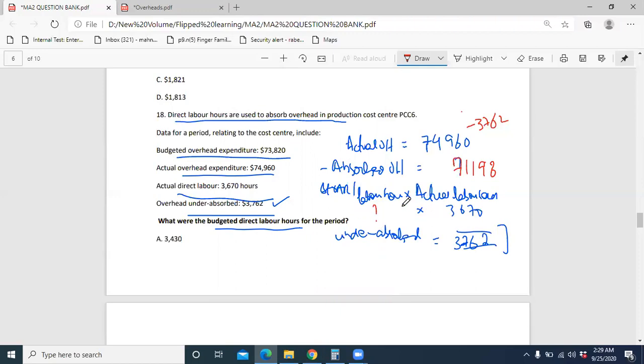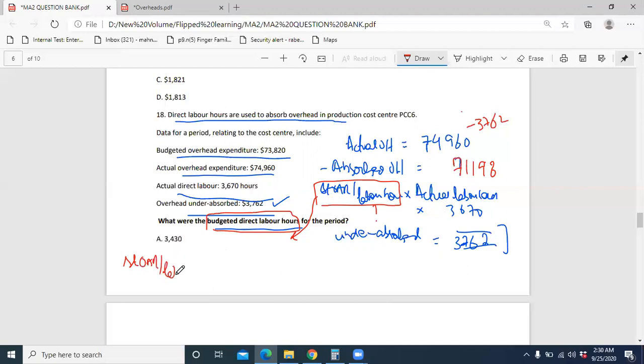Now, what do I need to calculate? Standard OAR? No, I don't need to calculate standard OAR. I actually need to calculate budgeted labor hours. How am I going to get that? Can you open up this formula now? Since the other figures have been punched in, now can you open up this formula? Yeah, this is going to give me the budgeted direct labor hours I was looking for, no? Just open up this formula. The absorption basis is labor hours.